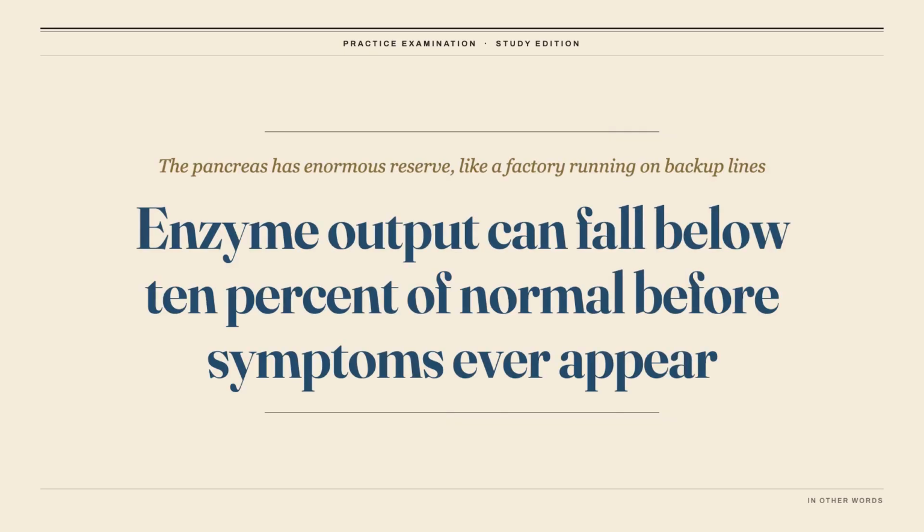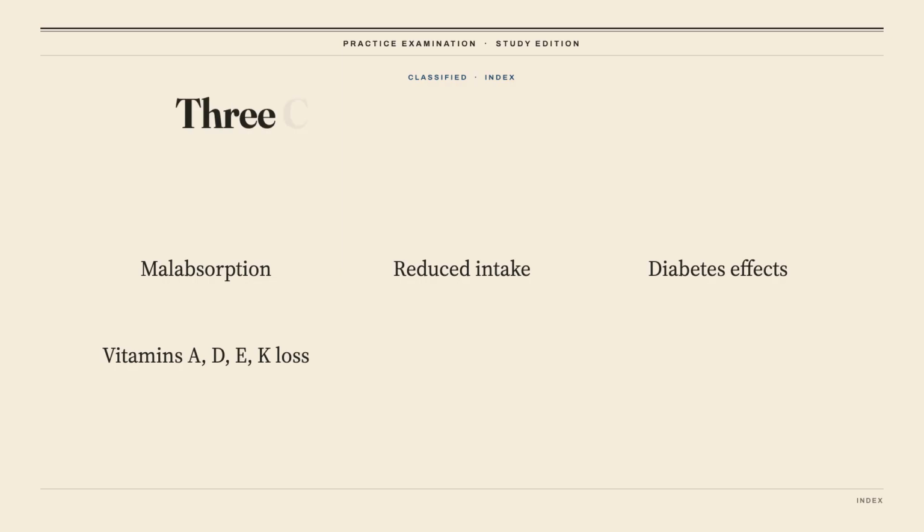Steatorrhea appears late because the pancreas has enormous functional reserve. Enzyme output must fall below roughly 10% of normal before insufficiency becomes clinically apparent. So by the time greasy stools show up, destruction is already far advanced.